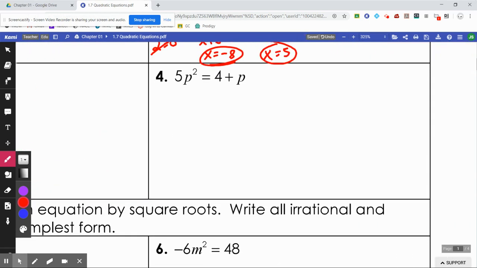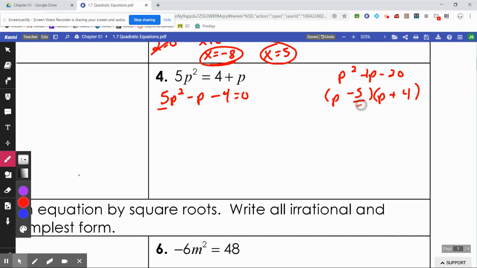Number 4, everything has to be on the same side. So 5p squared, let's move our p over by subtracting, move the 4 over also by subtracting. This is quadratic, but it has a number out front. So this is our slip and slide or bottoms up method. To factor these, let's move our 5 to the end. I'm going to factor it over here. P squared minus p minus 20. Factor as usual. P and p, that'd be a negative 5 and a positive 4. Adds to give you negative 1, multiplies to give you negative 20.